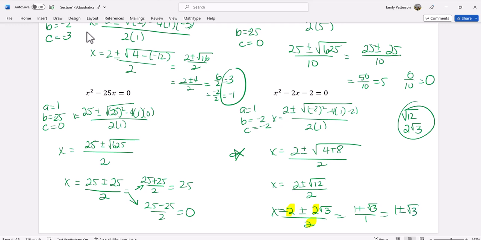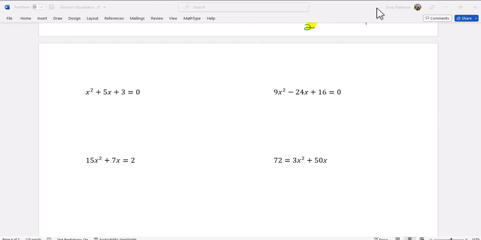And this is what we call an exact answer. If we wanted to see what these values were on a graph, we would find the square root of 3 and either add it to 1 or take it away from 1. But this is what's called the exact value. So you're always going to look to see if you can simplify the radical and also if you can reduce the fraction. So on the next page, pause the video and see if you can find the answer to these using the quadratic formula.